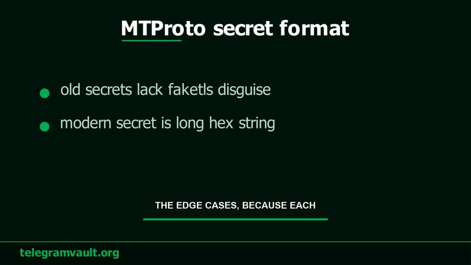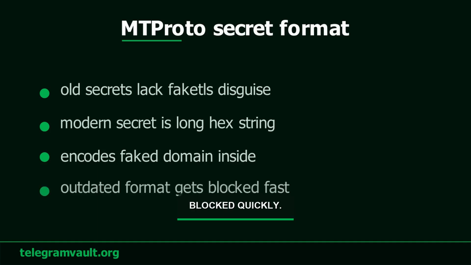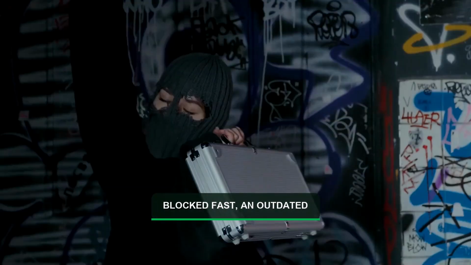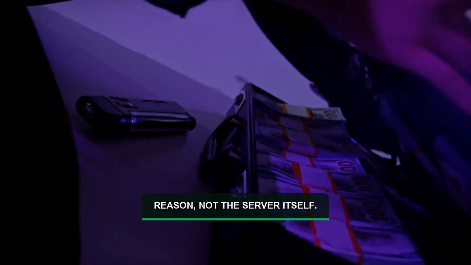Now the edge cases, because each protocol has its own. For MTProto, the secret format is everything. There are older secret styles without the Fake TLS disguise, and on a censored network those get detected and blocked quickly. You want the modern hex secret with the fake domain baked in, the long one. If your MTProto proxy keeps getting blocked fast, an outdated secret format is the likely reason, not the server itself.